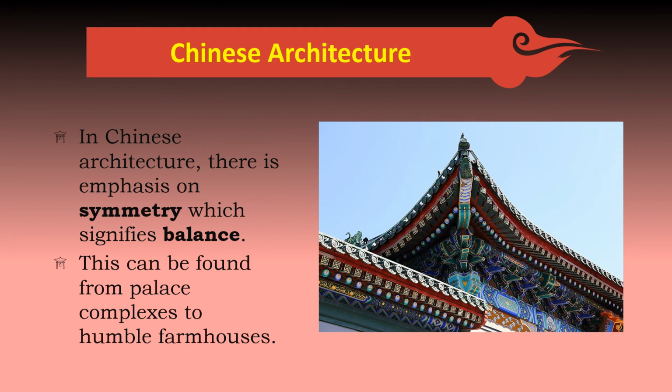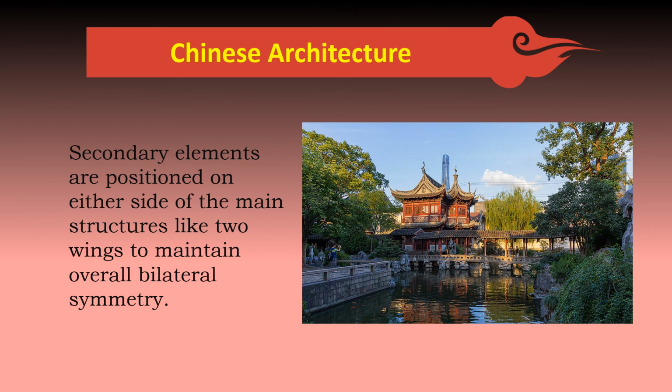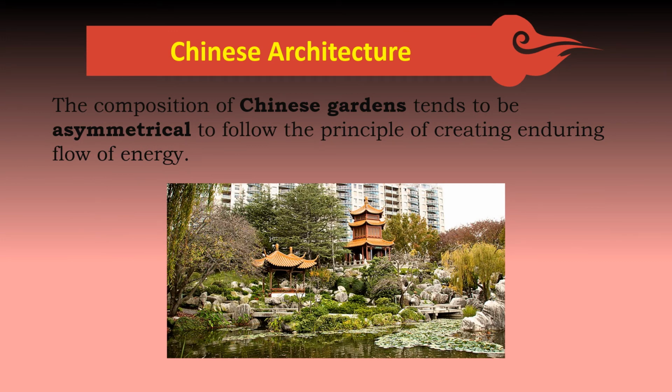In Chinese architecture, there is emphasis on symmetry, which signifies balance. This can be found from palace complexes to humble farmhouses. Secondary elements are positioned on either side of the main structures like 2 wings to maintain overall bilateral symmetry. The composition of Chinese gardens tends to be asymmetrical to follow the principle of creating an enduring flow of energy.